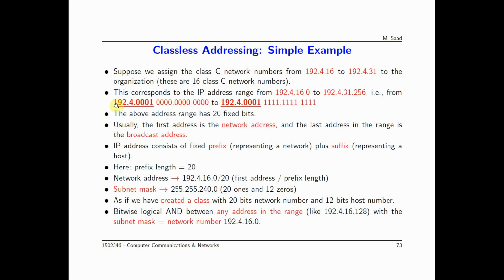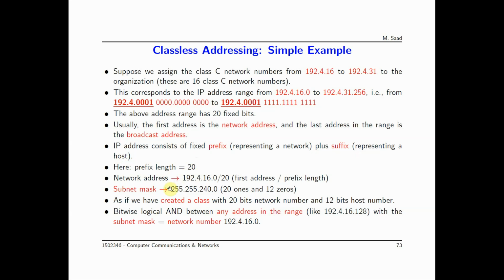Now, these fixed bits, what do we call them? To have some new names, just to indicate that we're talking classless, the fixed bits are called the prefix, and the variable bits at the end are called the suffix. The prefix bits reflect the network, so they represent the network ID or network number, and the suffix bits represent a host ID or host number. Here in this example, we noticed that we have 20 fixed bits, so the prefix length is 20.